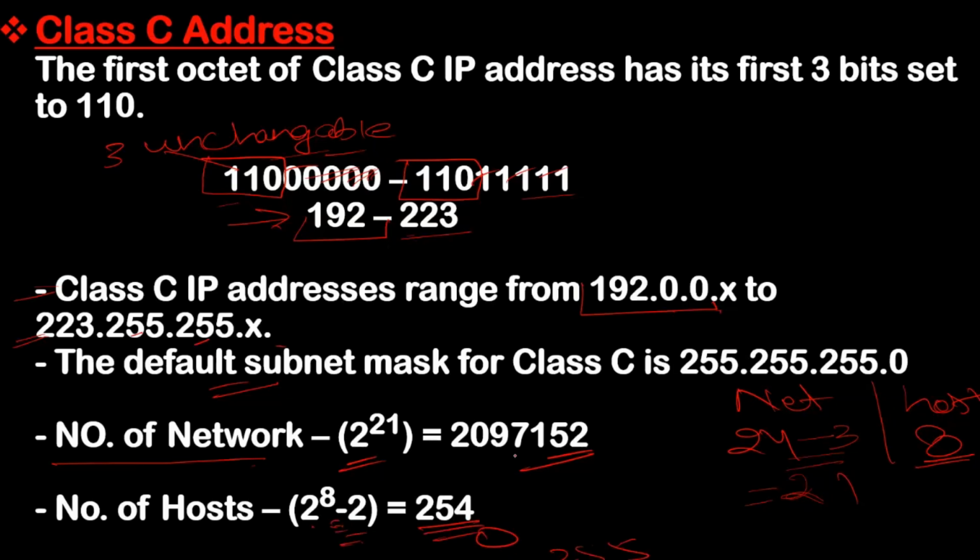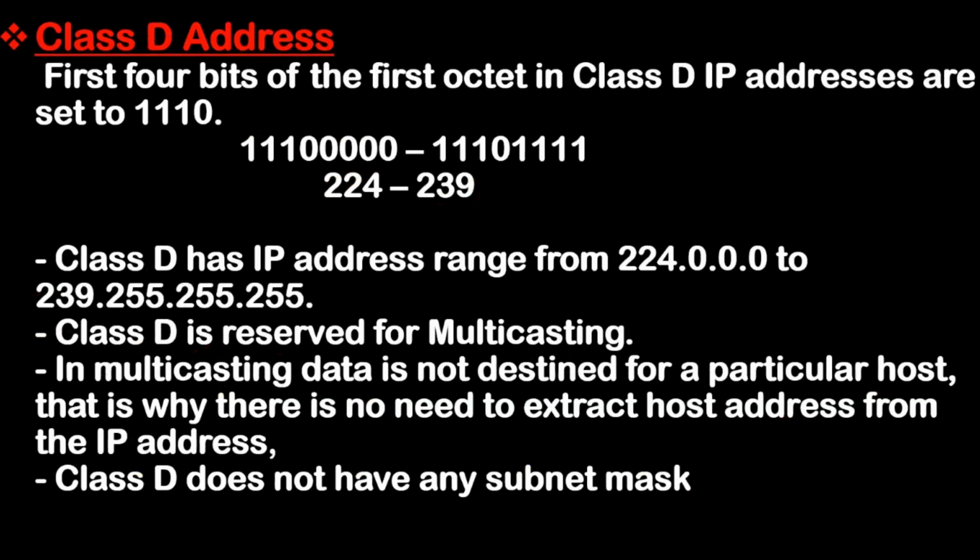So if you are using a class C address, in class C we can create 20 lakh 97,152 networks, and in every network we can connect this many hosts, 254 hosts. Right? So let me know if class C is clear. Okay. After that, class D, the same thing.